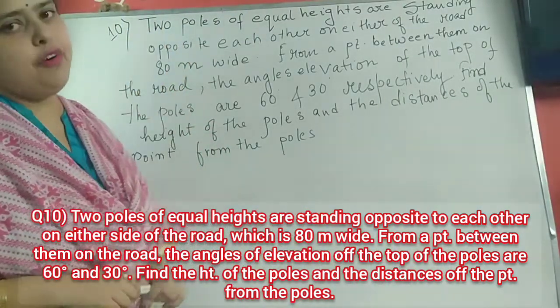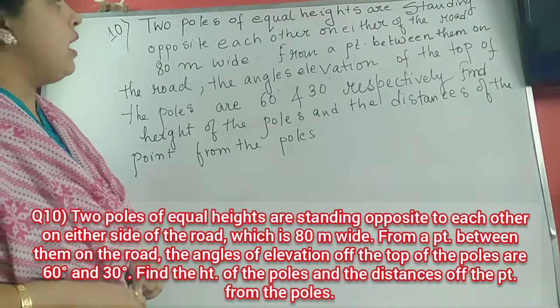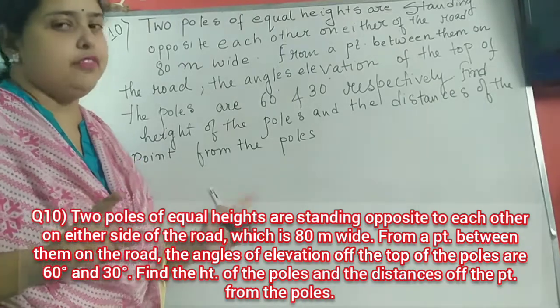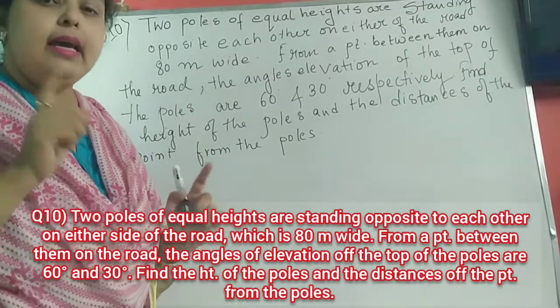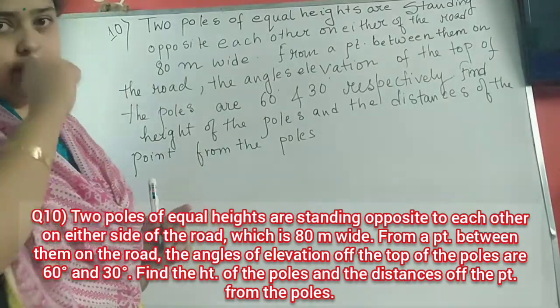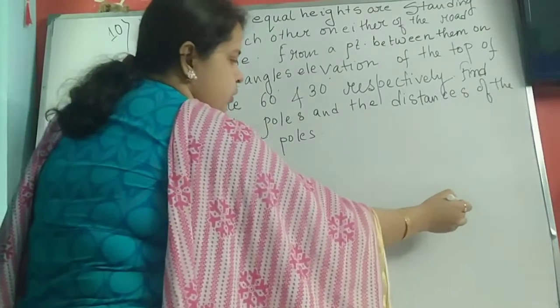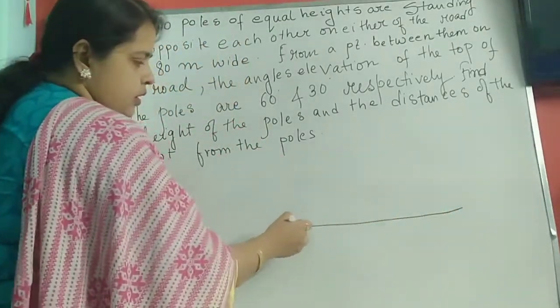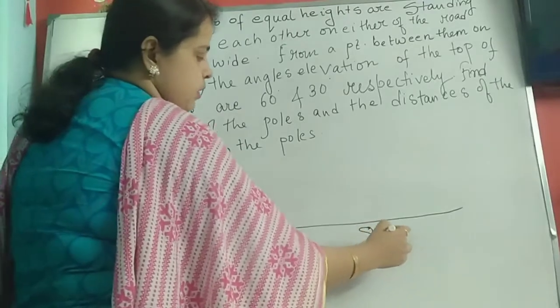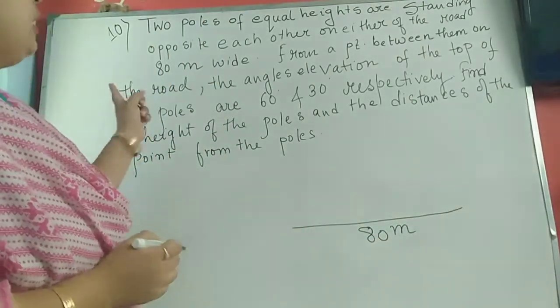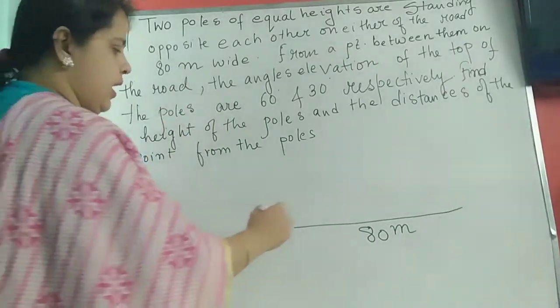Two poles of equal heights are standing opposite each other on either side of the road, which is 80 meter wide. Okay, that's an important thing to understand. The road is 80 meter wide. So there are two poles of equal height.